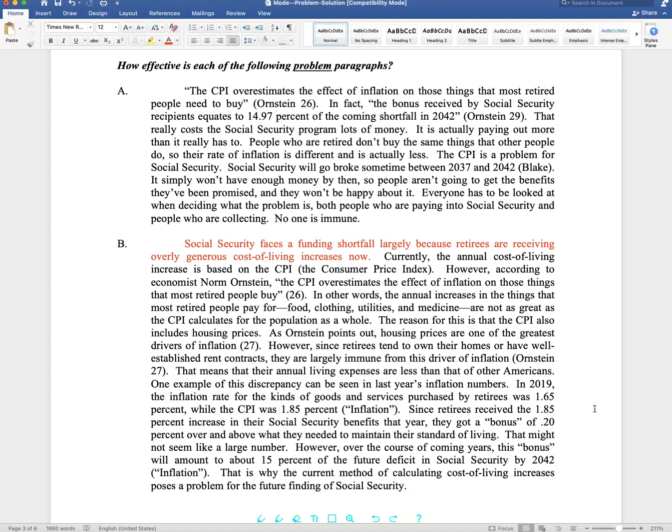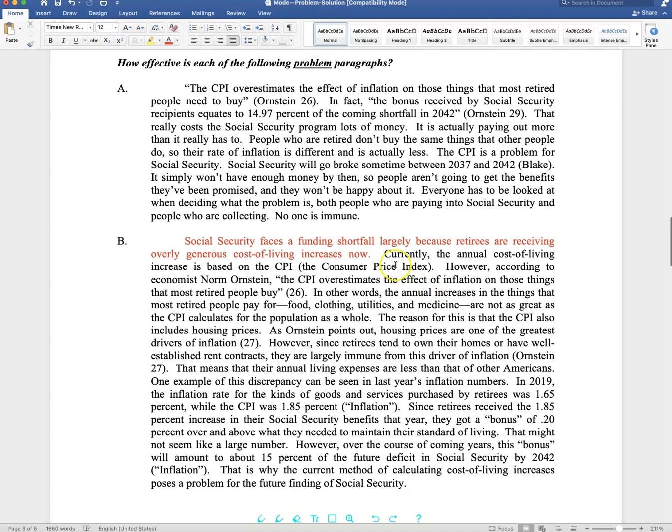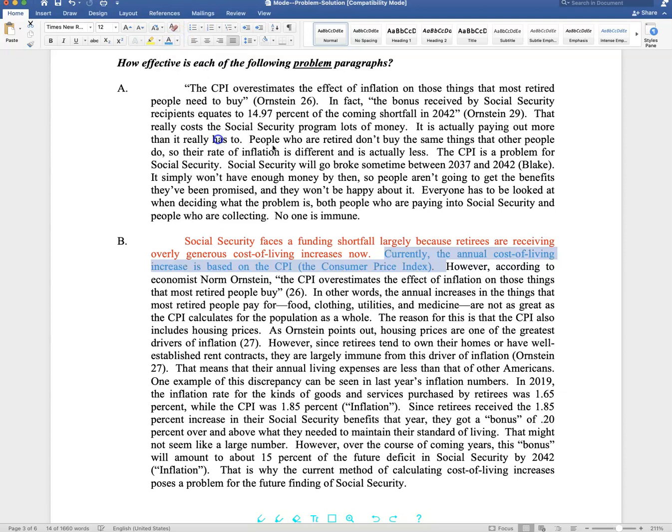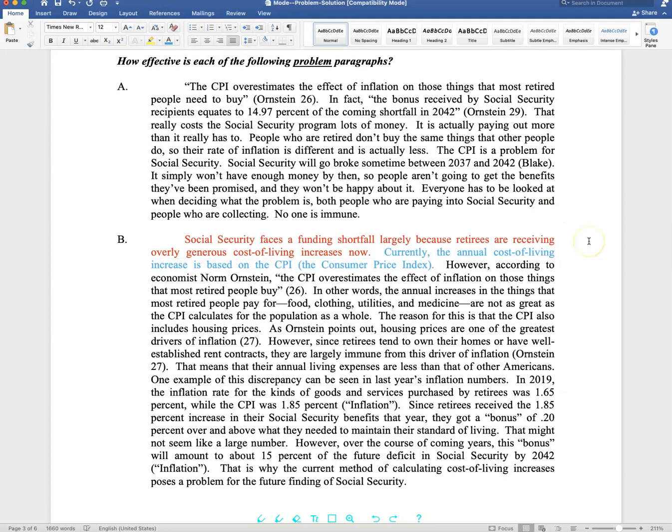Let me just show you a couple of these evidence sandwiches. So we'll just do the first one, right? Currently, the annual cost of living increase is based on the CPI, the Consumer Price Index. So that's some context there for you, right? It sort of previews that we're going to be talking about the Consumer Price Index and maybe how that's a problem, and it gives a little background about the fact that cost of living increases for Social Security is based on that.